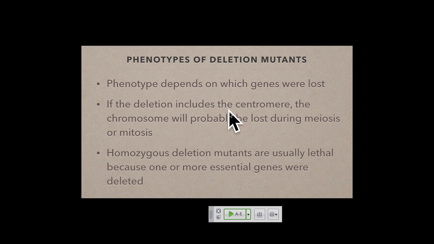So that's what I was saying here. A couple of extreme cases. One is if the deletion were to remove the centromere. Would that be a problem? Yes. When that happens, then usually the chromosome can't segregate properly during meiosis and mitosis, and then that usually ends up being lethal.